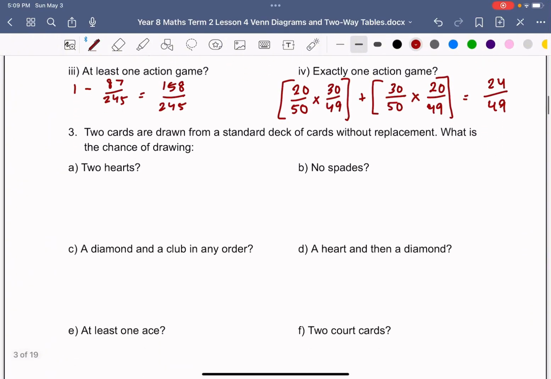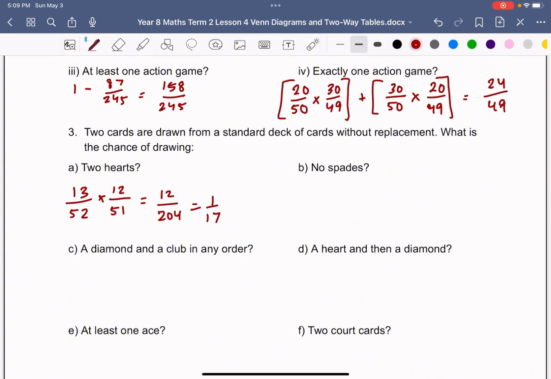2 cards are drawn from a standard deck of cards without replacement. What is the chance of drawing 2 hearts? Now 2 hearts, if there are 13 out of 52 hearts, this is without replacement. Times by, I have 51 cards left and only 12 are remaining hearts. So I'm left with 12 out of 204, which gives me 1 over 17.